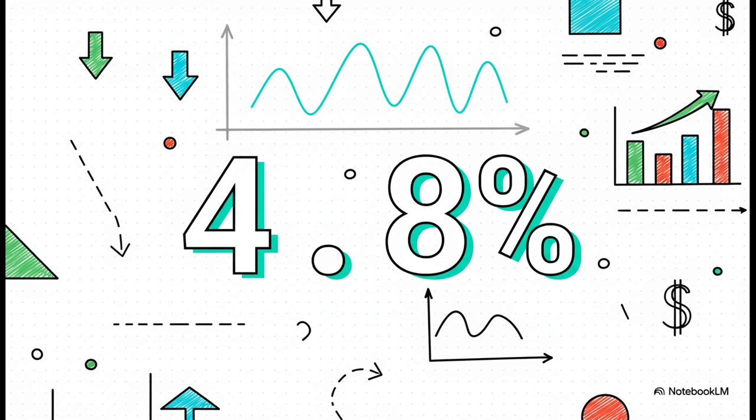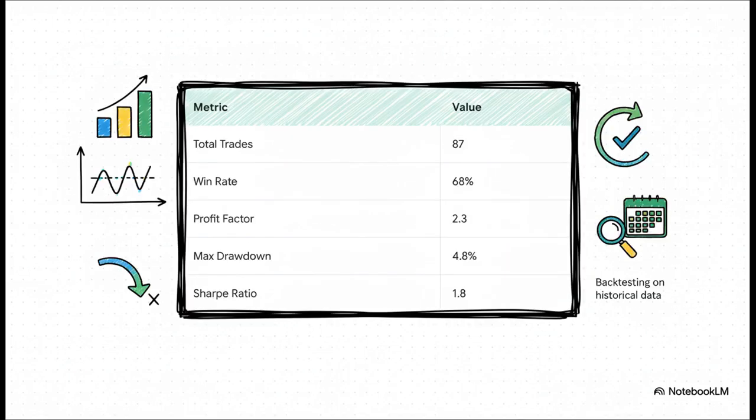Just think of this as the absolute worst losing streak the strategy ever had, the biggest dip from a peak in the account. Keeping this number low is absolutely essential for surviving long term. So when you put it all together on one dashboard, this is what you get.